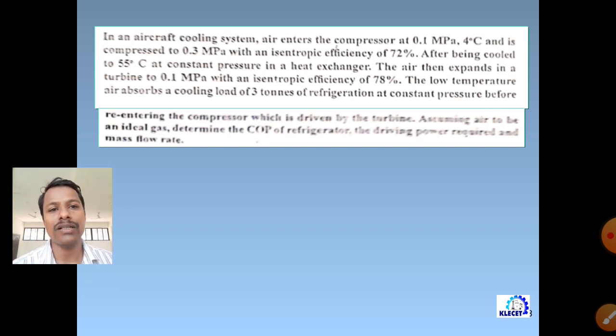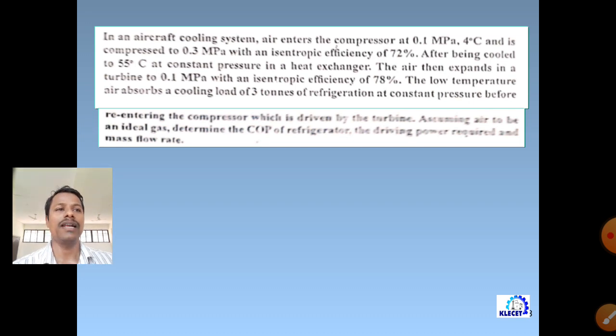This is a very important problem, related to the actual Bell-Coleman cycle. It means we do not have compressor efficiency of 100% as we had in the previous two problems, and turbine or expander efficiency is also not 100% here. Why is efficiency not 100%? Because of losses that occur inside the compressor and turbine. Whenever we consider the actual efficiencies of these two devices, how to solve the problem on the Bell-Coleman cycle, we will understand from this slide.